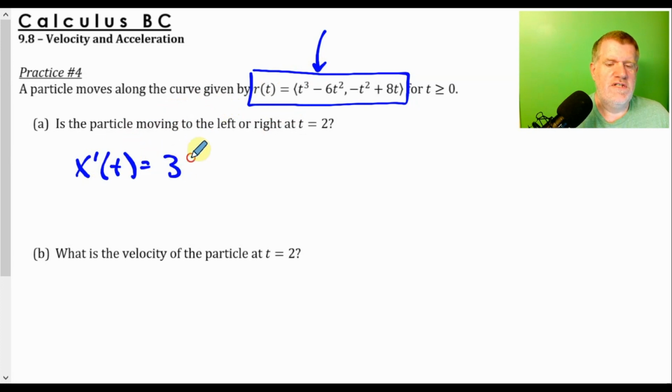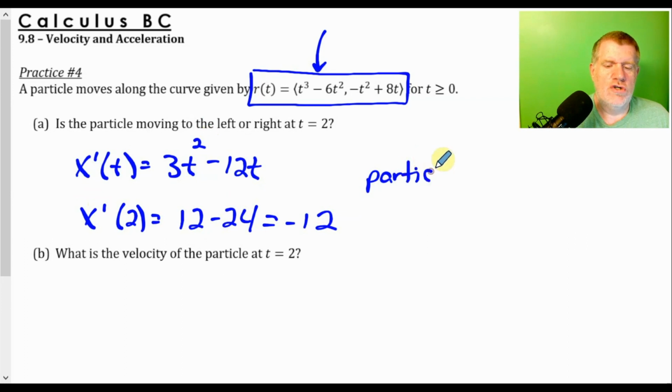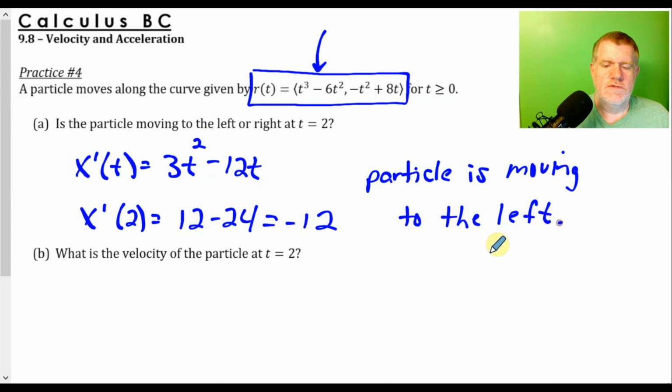So this is 3t minus 12t. I'm sorry, 3t squared. So if I plug in 2, I get 12 minus 24. I get negative 12. That means the particle is moving to the left. All right, good. So I'll fix that one, 'cause I didn't write that really well.